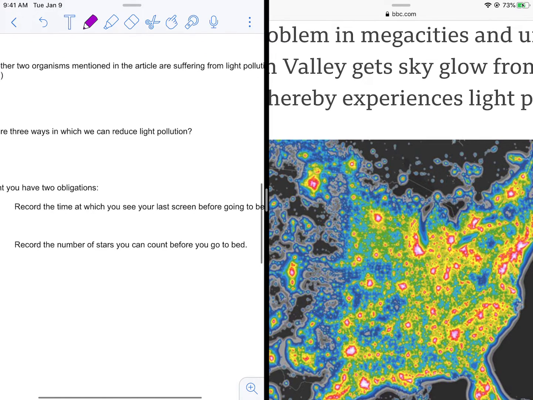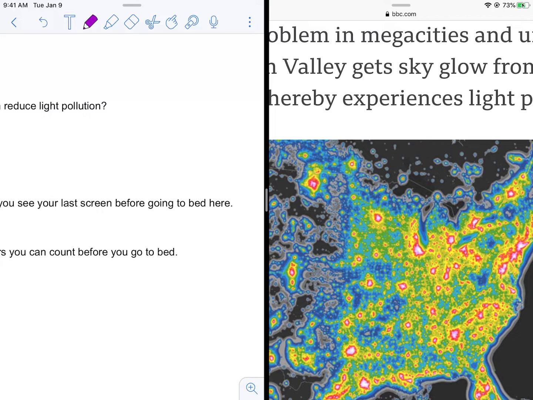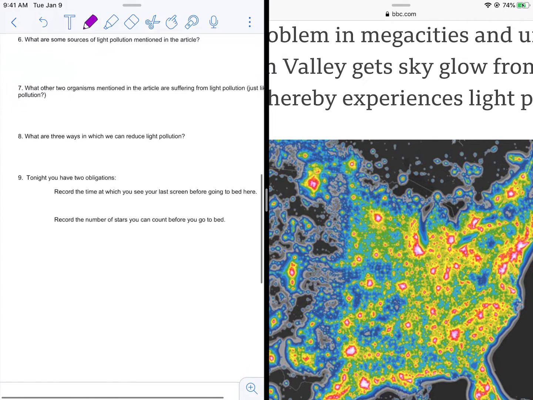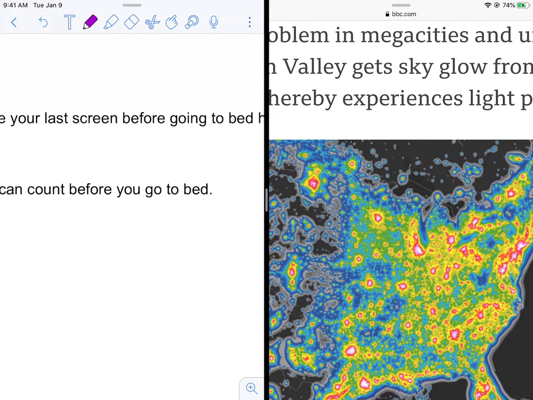I'm curious. I want you, before you go to bed, to record the time at which you see your last screen before you go to bed. So how late are you on a screen at night? Because screens are sources of light pollution. The next thing that I want you to do is tell me the number of stars right before you go to bed. Go outside if the weather is fair and try to count how many stars you see before you actually go to bed. And so based on this information, we can also see from observation how light pollution is in our hometown.